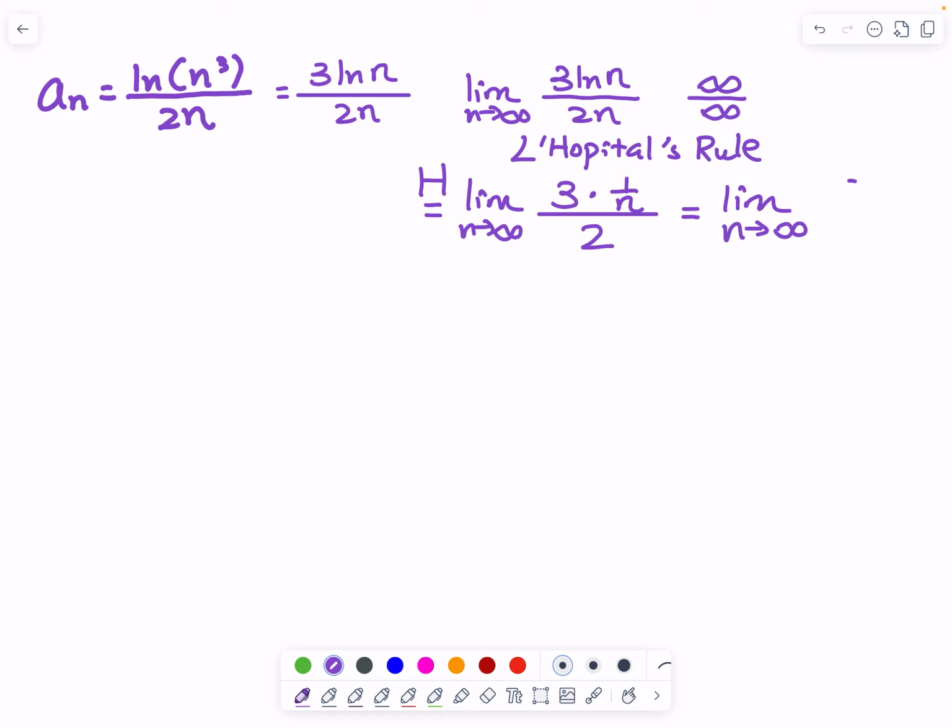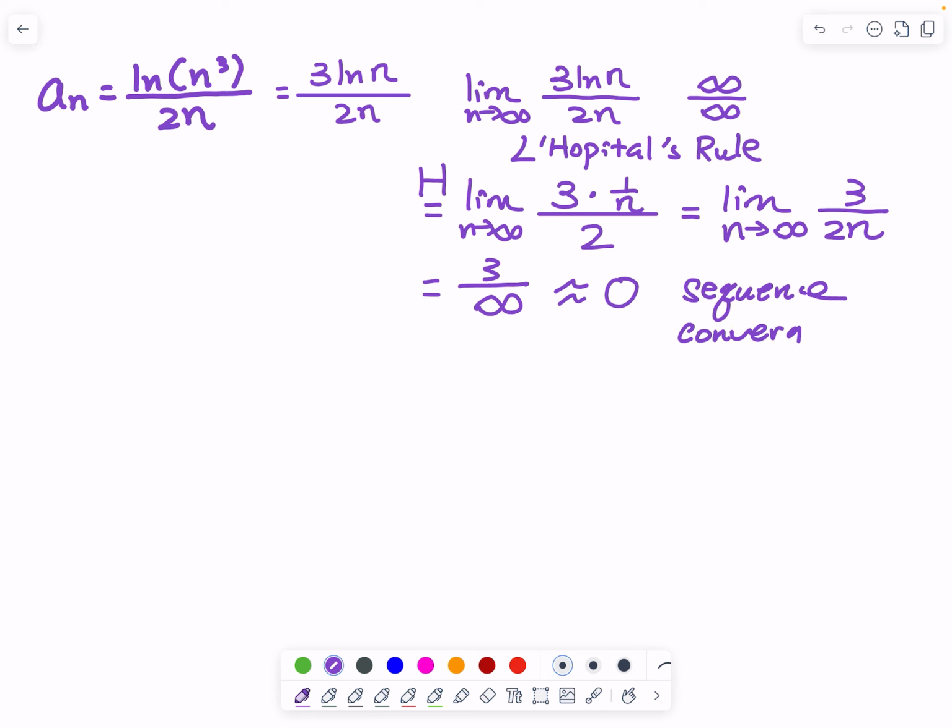I have 3 over 2n. Can I plug in? Yes, we can. 3 divided by 2 times infinity is infinity. 3 divided by infinity is nearly 0. Since the limit is equal to a real number, we say the sequence converges to 0. All right.